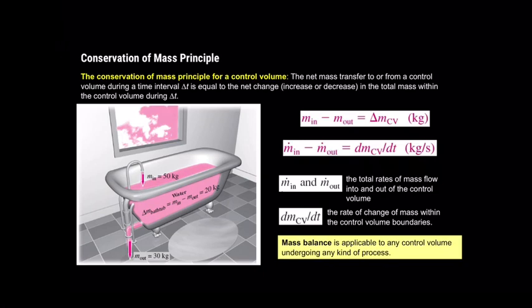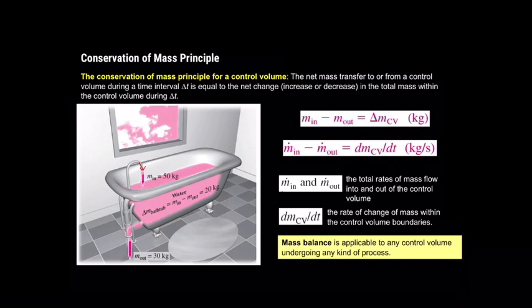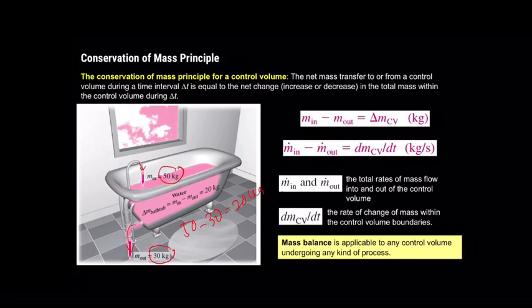Look at this bathtub. The water that fills the bathtub from this tap is flowing in with mass 50 kilograms. It's not over time, it's just mass, 50 kilograms. And then flowing out is 30 kilograms. Definitely 50 is not equal to 30, right? So where did the 20 kilograms go? 20 kilograms of the water stay in this bathtub.